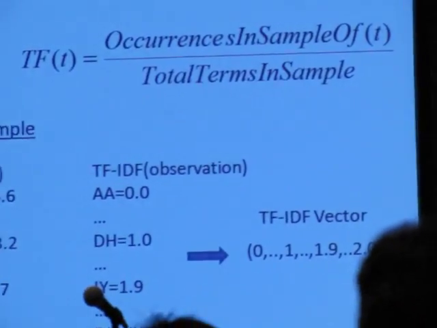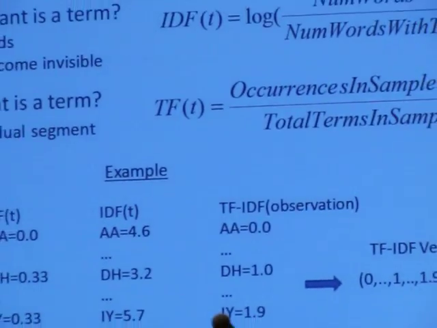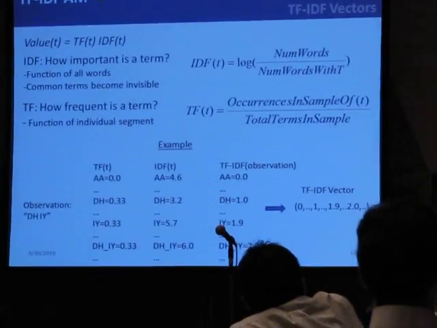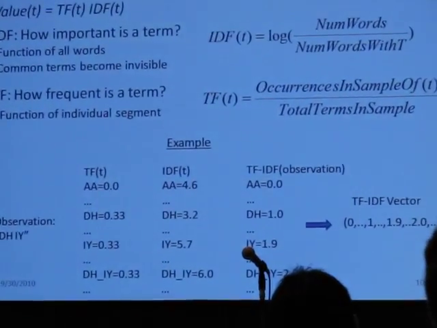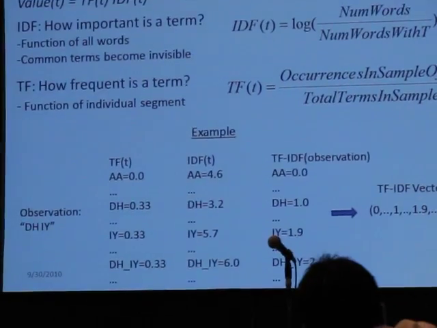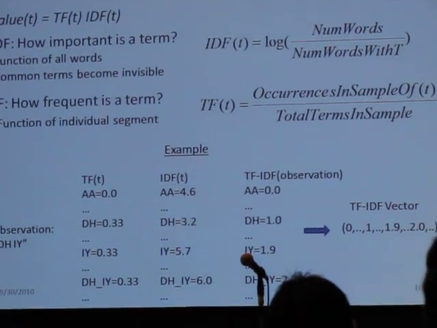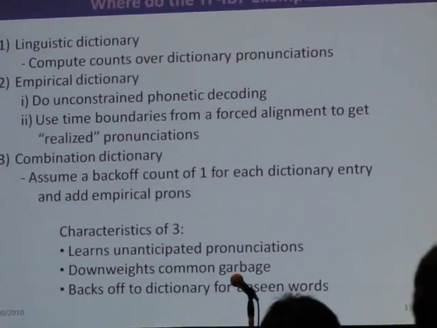If we have the observations DH, IY, and we're using up to 2-phone terms, then we have 3 terms in here, DH, IY, and DH IY, and each of those is 1/3, so there's 0.33 there, and for example, AA doesn't occur, so it's got a 0. I've made up some IDF values for those terms in the next column, and then if you multiply them together, you would get the TF-IDF weights for each of those terms, and turn that into the vector for that observation, which you see on the right.